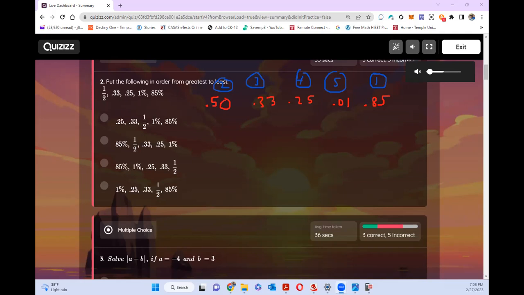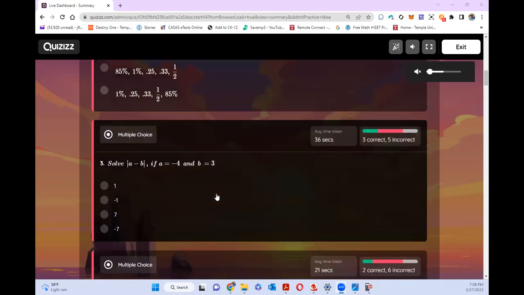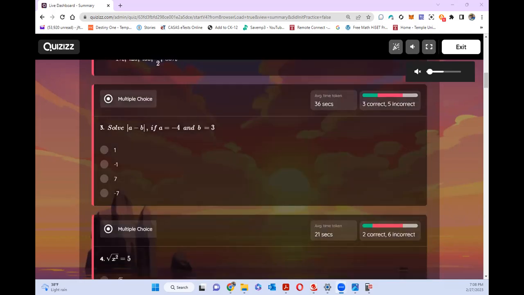So that was two. Let me show you three. Absolute value. Okay. So absolute value of A, which is -4, -3. So we do first the absolute value of -7. Oh, absolute value. Oh my god. I put 7. I put -7. Me too. I did too. I put -7.